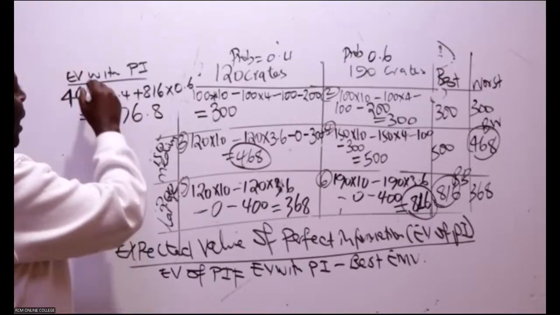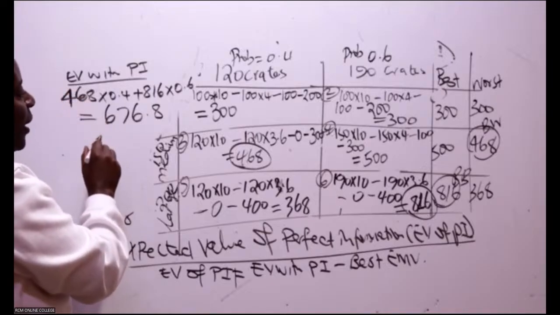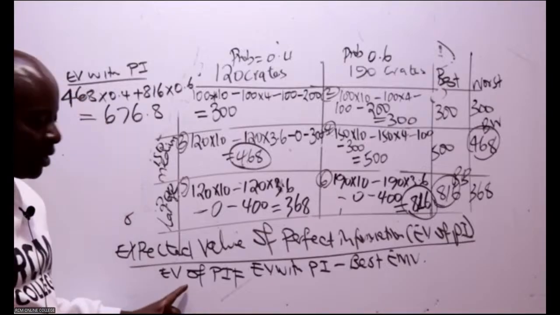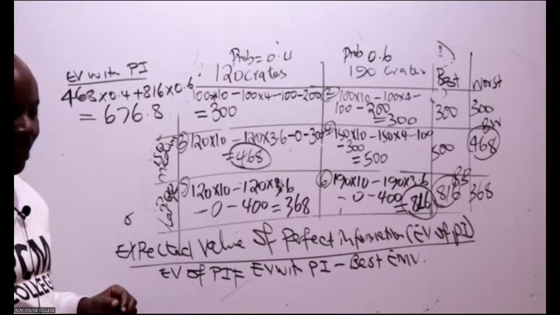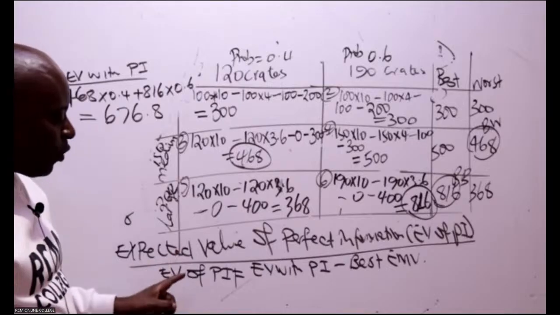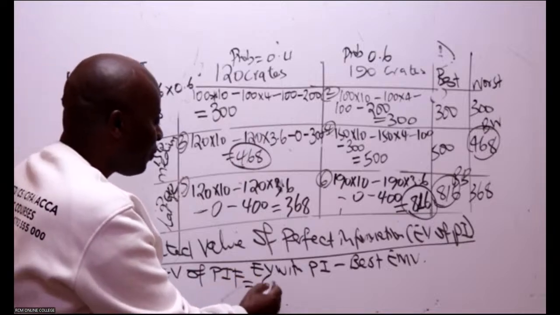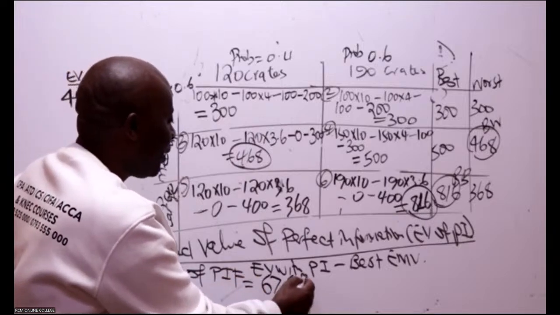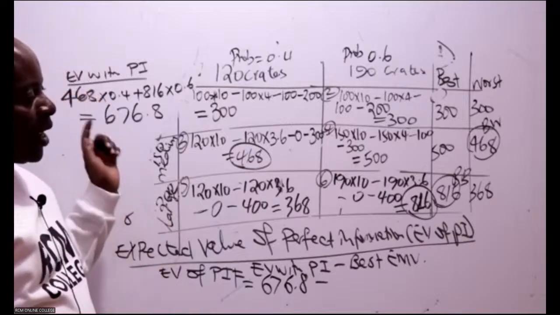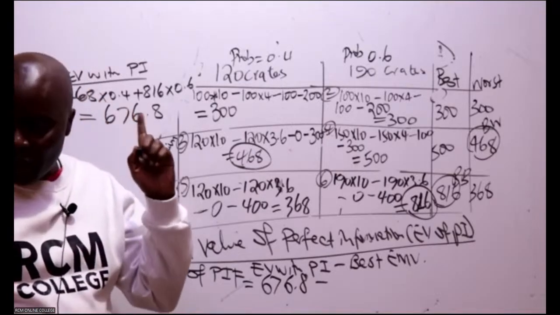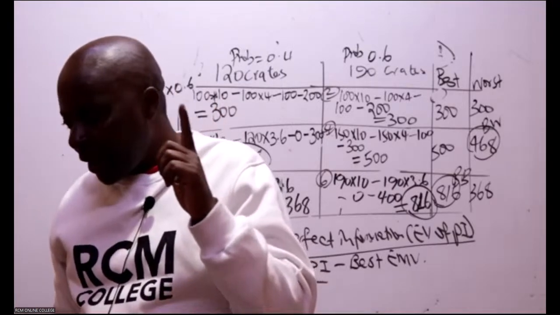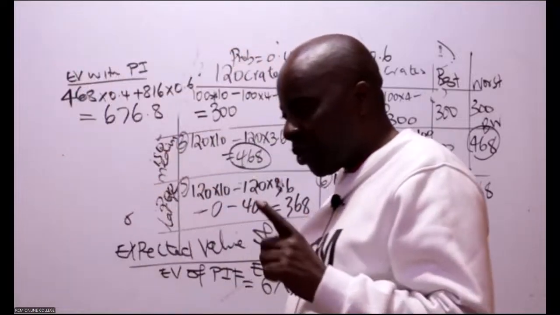So once we have this EV with PI, can we then go ahead and get EV of PI? Remember, the EV of PI will be equal to EV with PI, which is 676.8, minus best EMV. Are we able to remember the best EMV that we wrote up there?